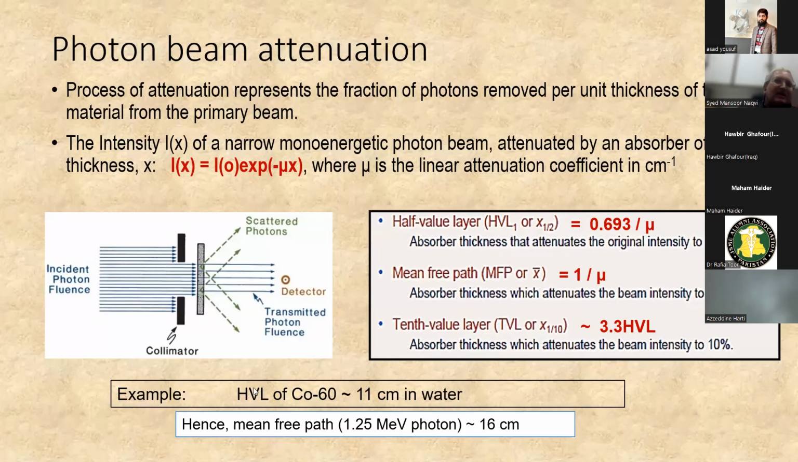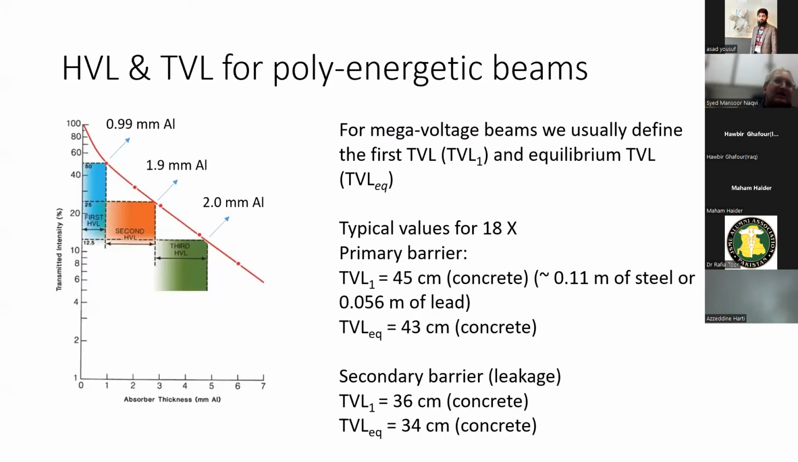Now, for example, the half value layer of cobalt 60 is 11 cm in water. Hence, if you put the value in this formula, you can calculate that the mean free path is around 60 cm for a 1.25 MeV photon. Next, the half value layer and the tenth value layer for a polyenergetic beam, and you can see the diagram here, transmitted intensity and absorber thickness.